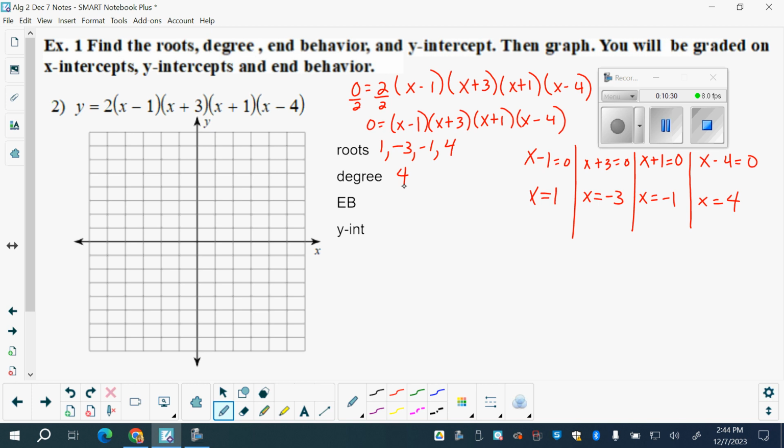Those should match. So my end behavior, my degree is 4. Is 4 even or odd? It's even. So what does it say for my A on this one? Positive. It's a 2, which is positive. So my A is positive, my degree is even. What's my end behavior then? On your table that says left, up, right, up. Questions on that?